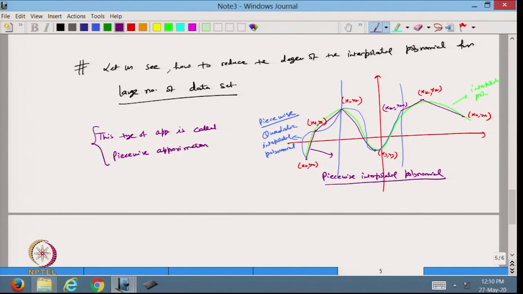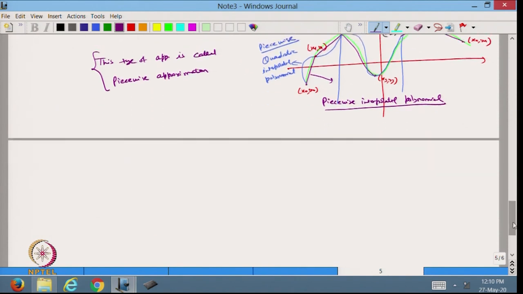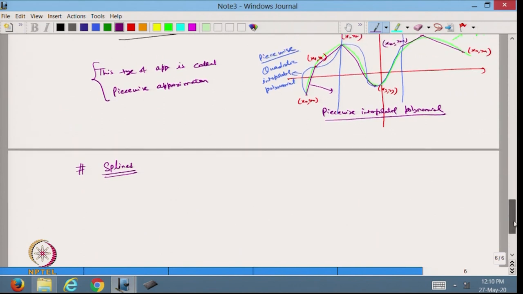In this case we will define the piecewise approximation, and for that in our course we will go for splines. So we are basically heading toward the splines, and how we can discuss the splines.